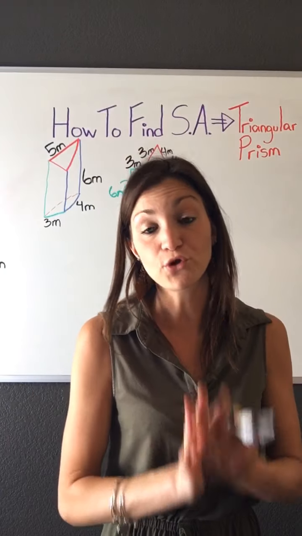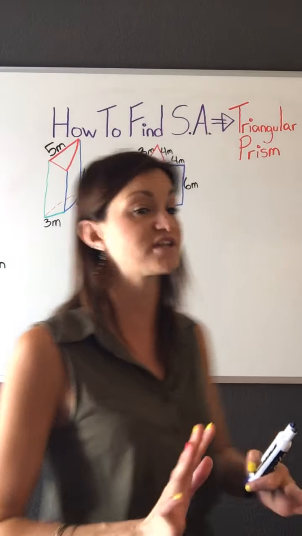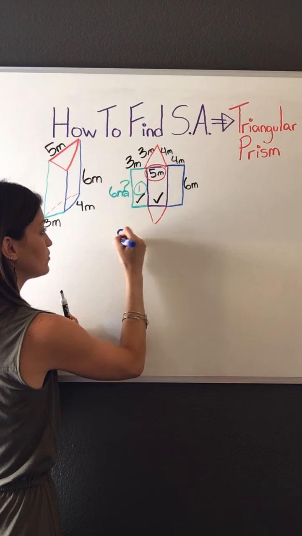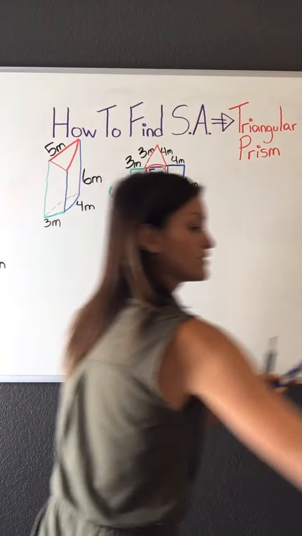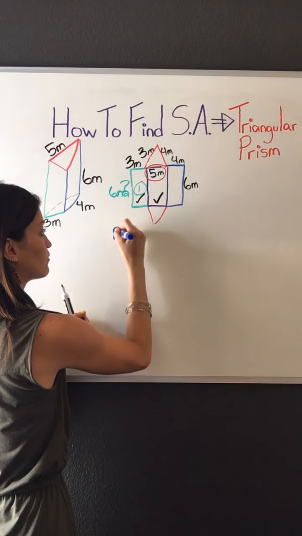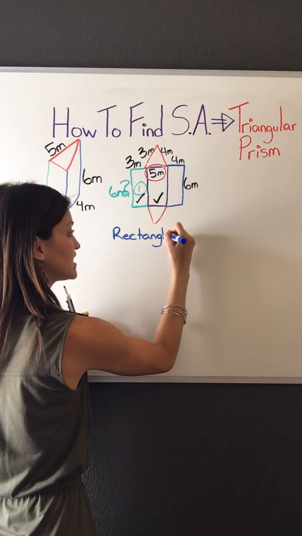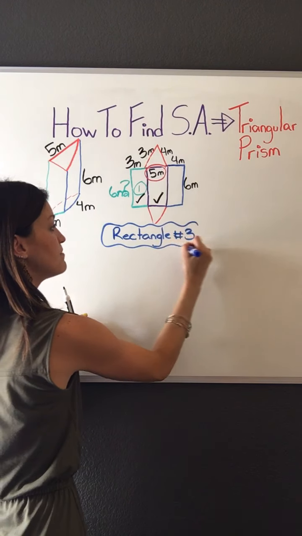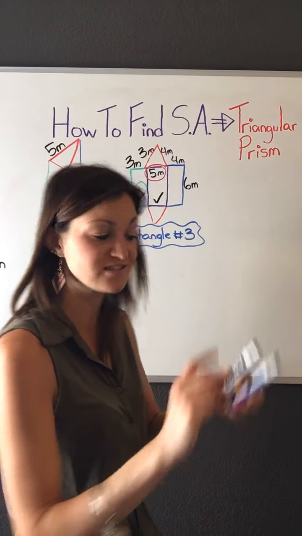We're on to our third and last lateral face, which is the third and last rectangle, which is in blue. So this is rectangle number 3, which is also lateral face number 3, which is also the last rectangle and the last lateral face we need to find before we get to the bases. So once again, hopefully this is becoming consistent.